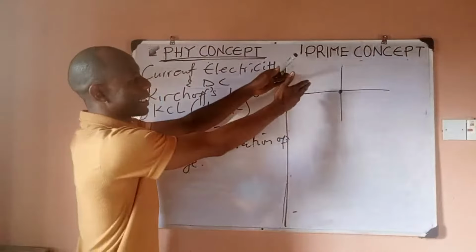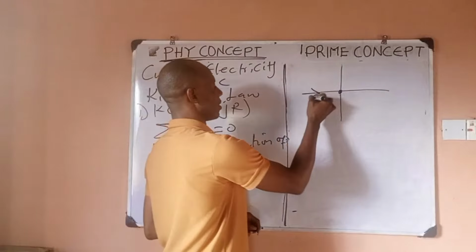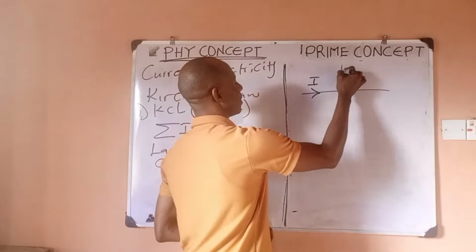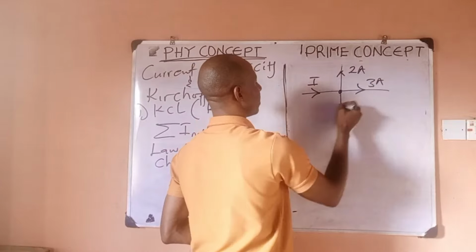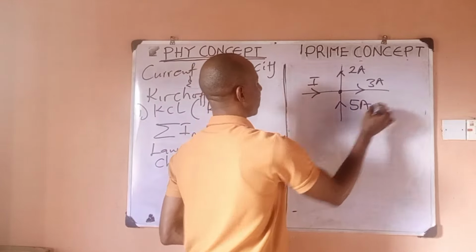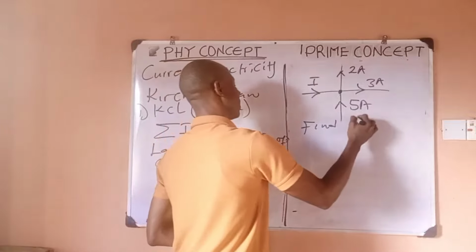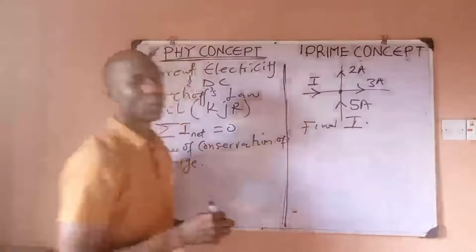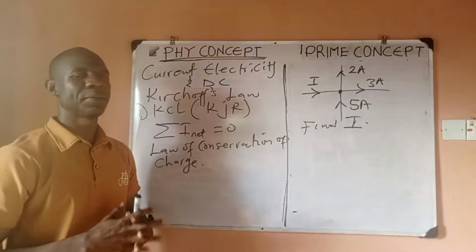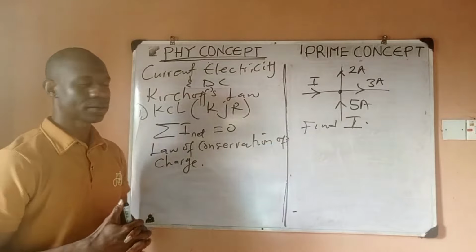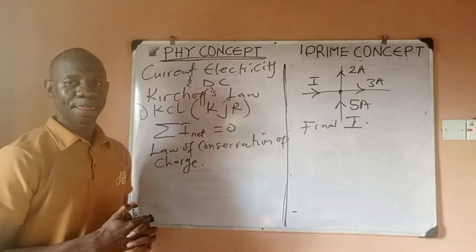Now let's apply KCL here. Let me give you a question. Say this is I, this is 2 ampere, this is 3 ampere, this is 5 ampere. Find I. Drop the answer quickly so that we can move on. Find I, applying KCL. Who has the answer? Okay.